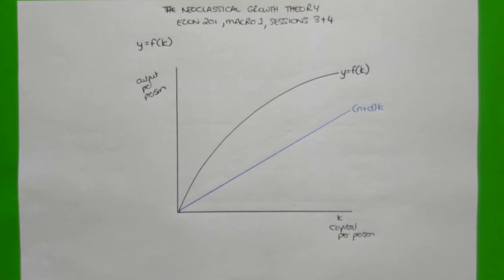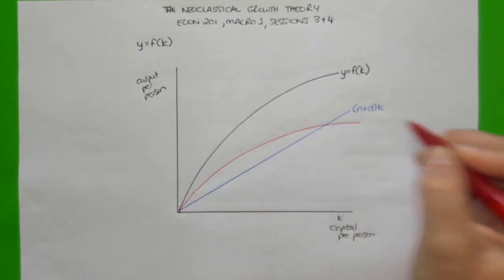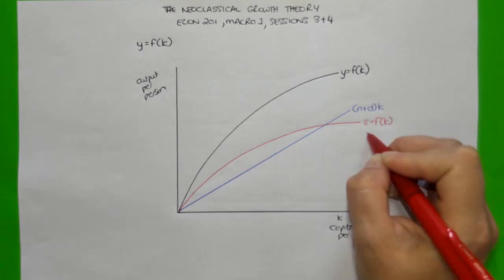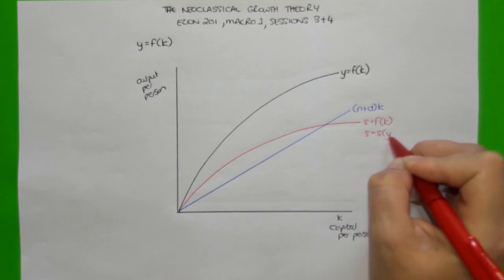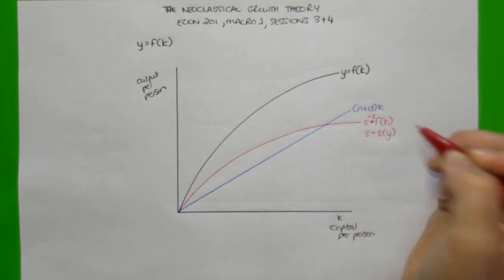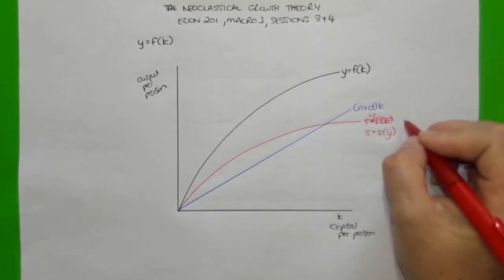The third point about the savings function is because we don't typically save all of our output per person, the savings function will lie below the output per person function or the production function. So let's draw our savings function in, and I've labeled it as follows. Oops, S is equal to sFK. Okay? In fact, let me just cross that out so that it's clear.